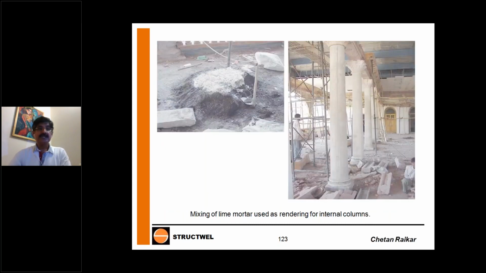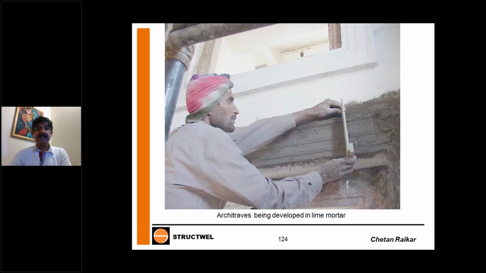Then we used lime in rendering of the internal columns. I showed you these are concrete columns where the rendering is being done. Lime mortar is being used to develop the architraves also, entirely internally. What you see here is developed in lime mortar, and this is under creation.